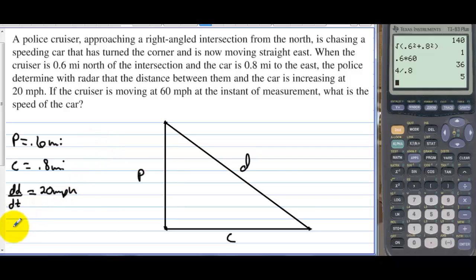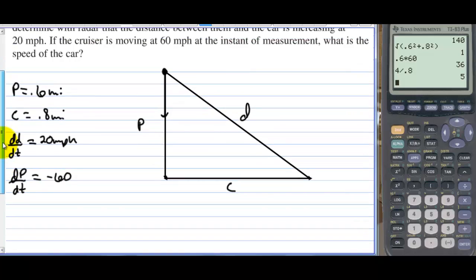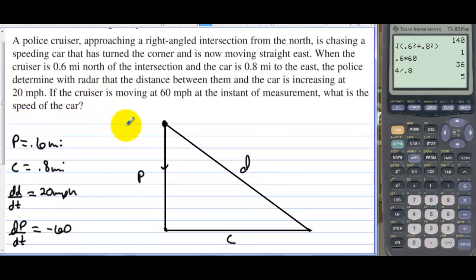If the cruiser is moving at 60 miles per hour at the instant of measurement, what is the speed of the car? So the derivative of p with respect to t is equal to, now watch this, you have to be careful, negative 60, because this distance from the police car to the intersection is actually decreasing. This side is getting smaller. So we say that the rate is actually negative because of that fact. They want to know, what is the speed of the car? So they want to know what dc/dt is.